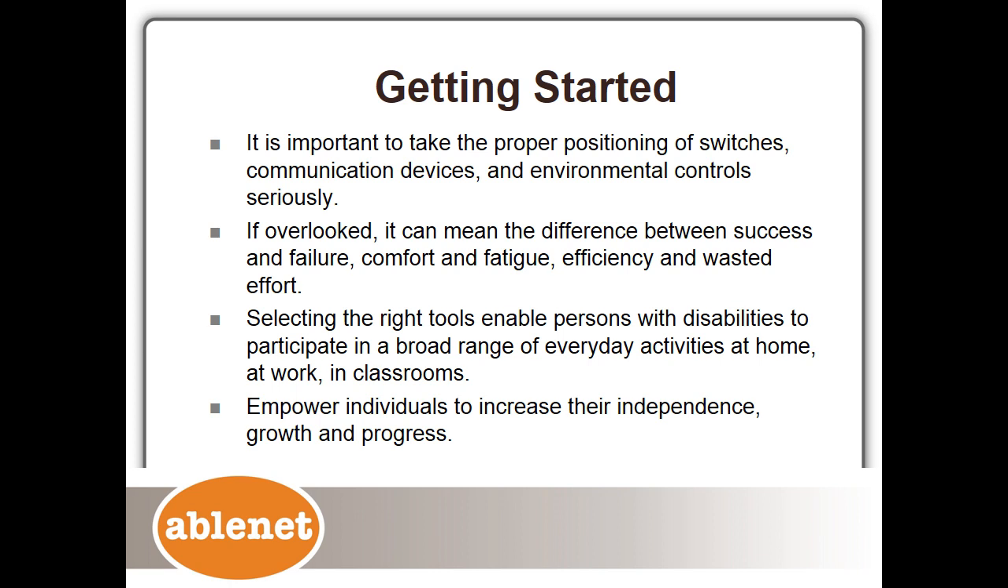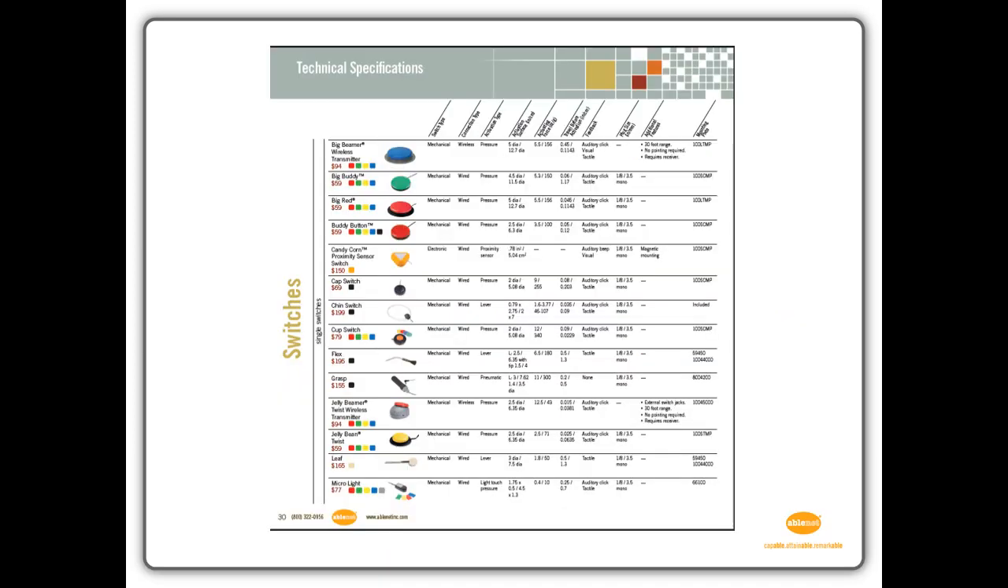In getting started, this is how I want to frame our session today. This is a switch grid, we call it. It has the technical specifications of all of the AbleNet switches. We've placed this particular switch grid in the AbleNet catalog. We also have it as a download on our website, under assistive technology and switches. What's important about the switch grid is that it gives you information that you typically do not know just by looking at a switch. This is how we make sure that we pick the right tool for the individual that we're working with.